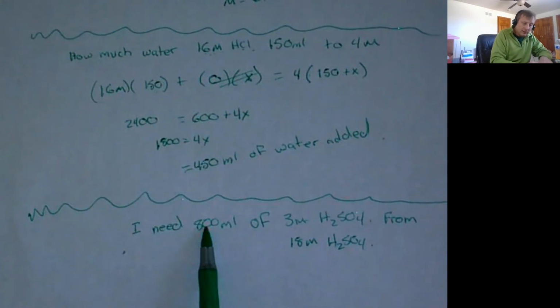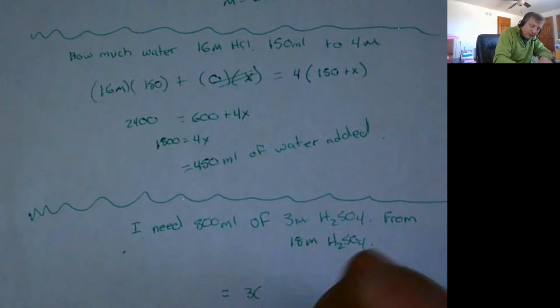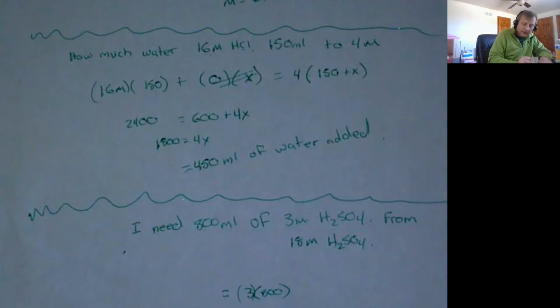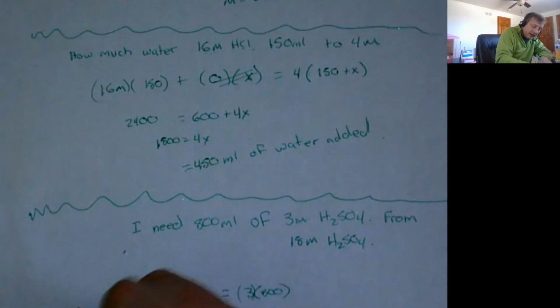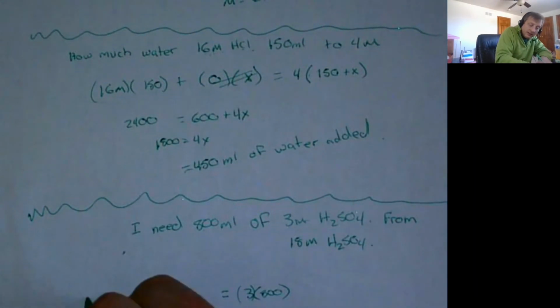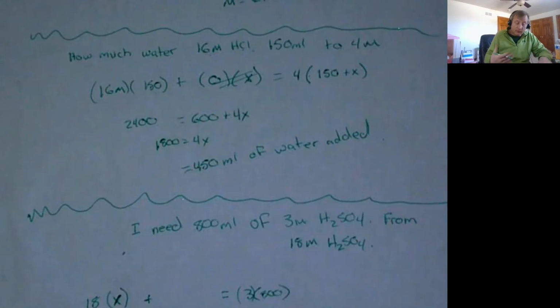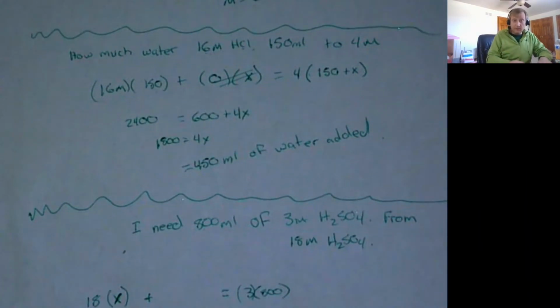Okay, so I know I want to end up with this. So that's going to be my final. So I want to end up with some 3 molar sulfuric acid, and I want 800 milliliters of it. To that, I'm going to have to take and have some 18 molar sulfuric acid with a quantity I don't know. I don't know how much acid to use. That's what I want to solve for. And I also want to solve for the amount of water.